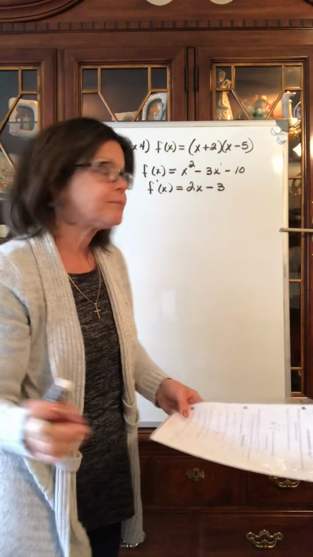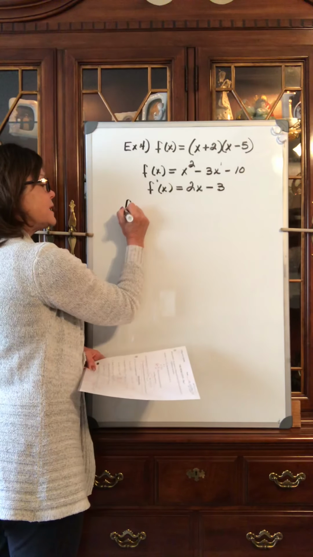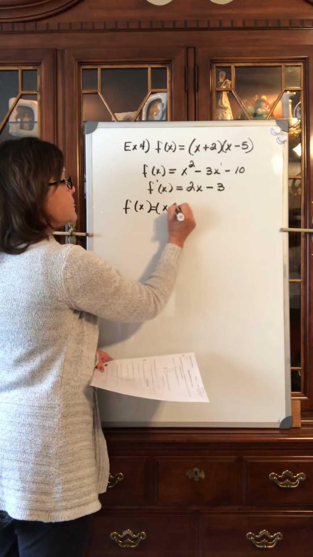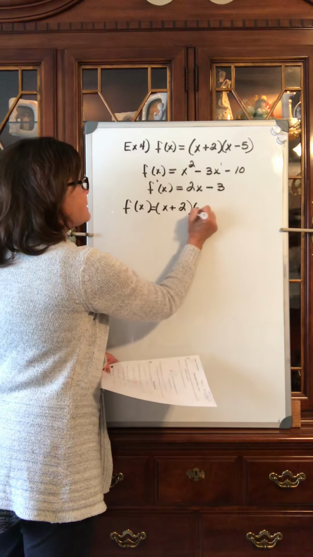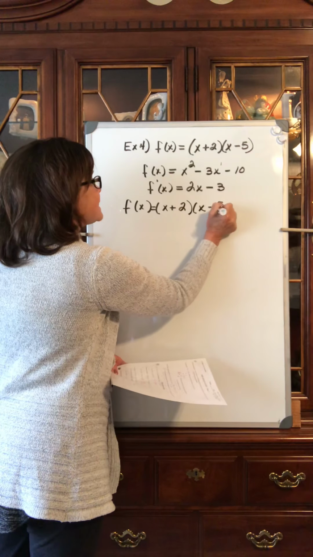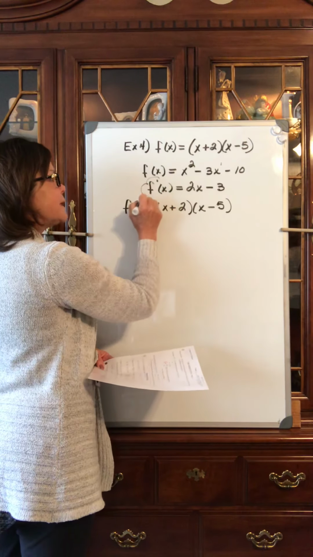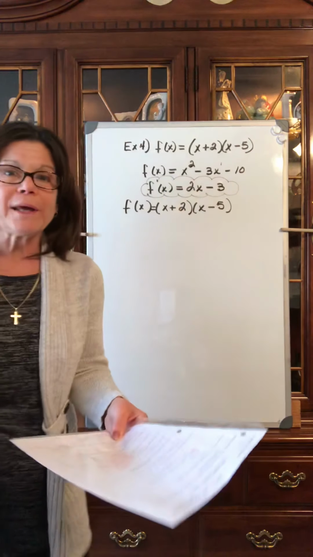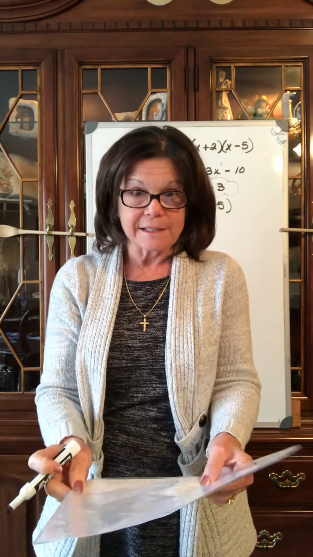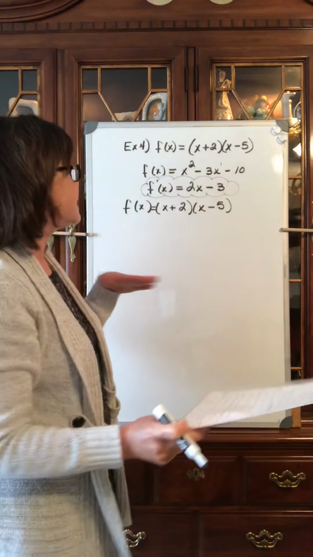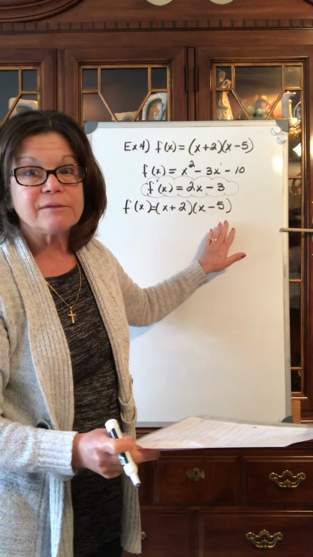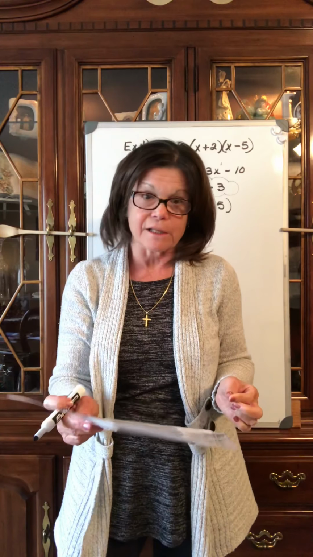But the product rule. Okay, so here's our original function again. F of x is equal to x plus 2 times x minus 5. Now I'm going to do the exact same thing using the product rule. I'm going to show you we're going to get this same answer. Okay, so what the product rule says, if you have a function u of x times v of x, two things getting multiplied together. So the x plus 2 would be u of x, the x minus 5 would be v of x. These two functions are getting multiplied together.